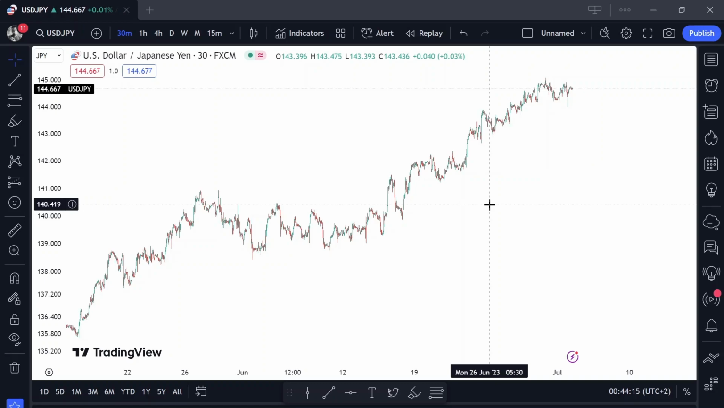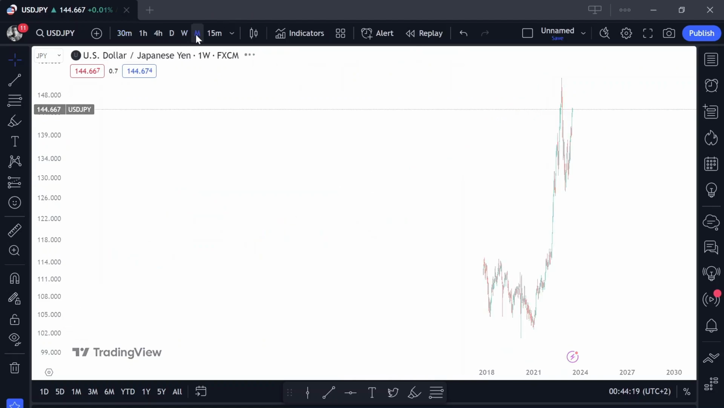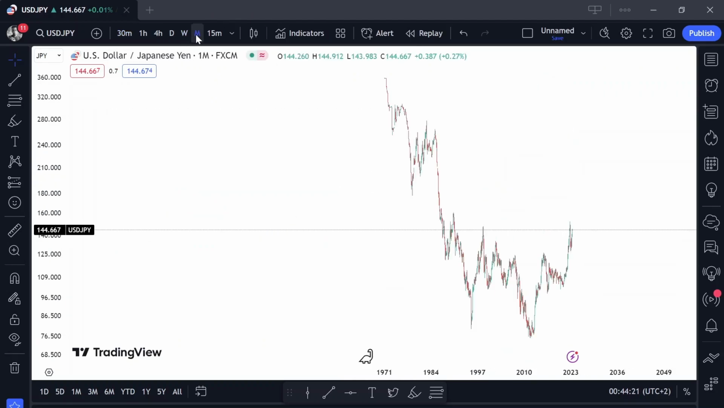So the first thing that you need to do, you need to come to your monthly before you even do anything. You really need to come to your monthly. Whenever you are trading a forex pair, you should come to your monthly and see what is really going on there.